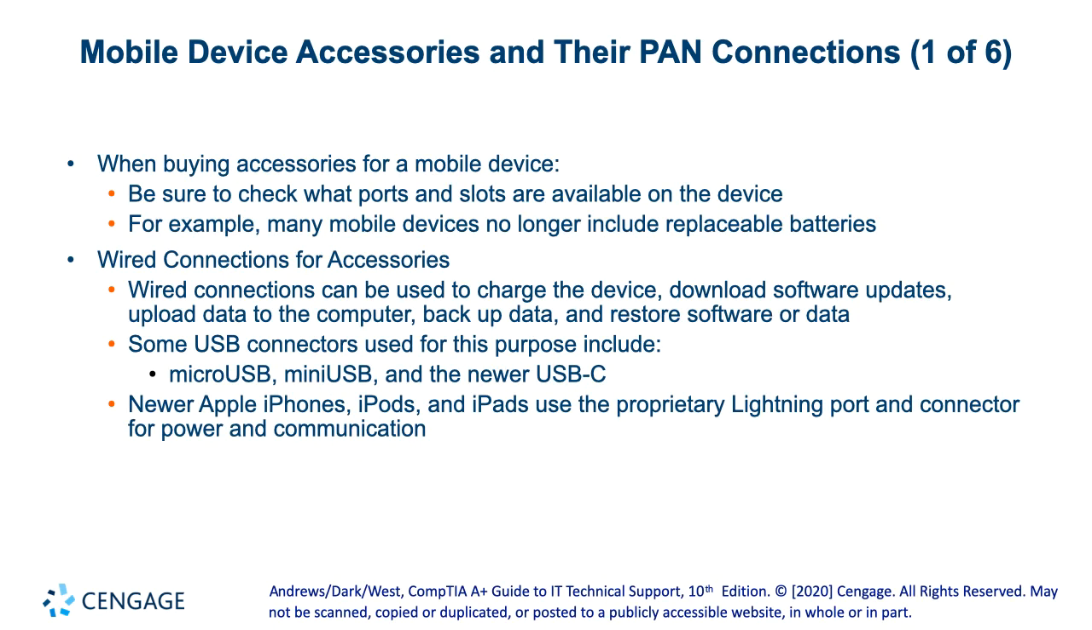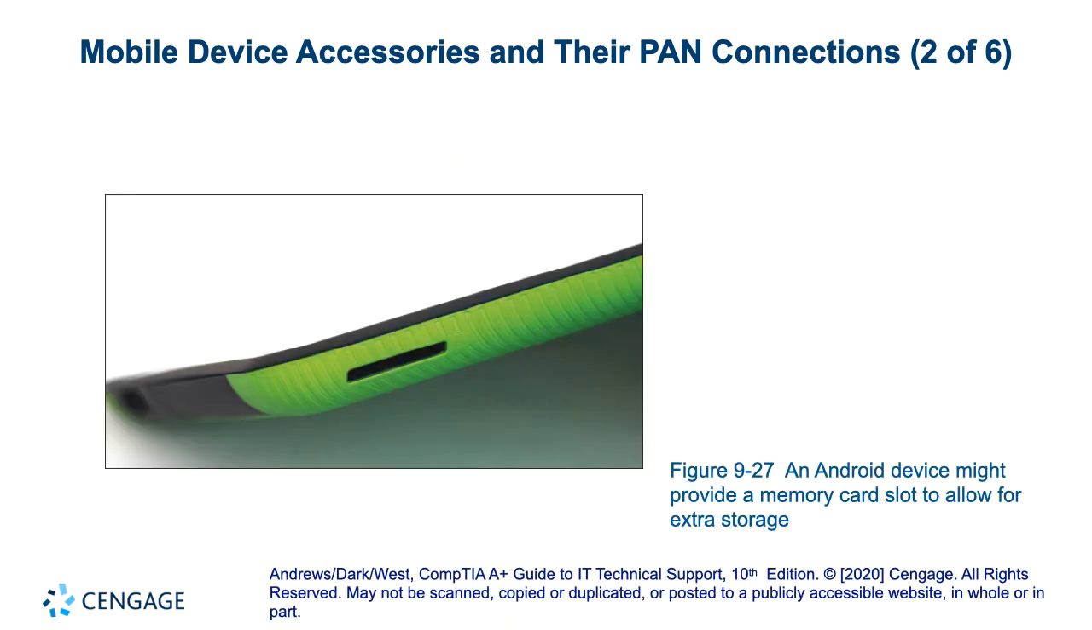Be sure to check what ports and slots are available on your device before buying any accessory. Wired connections can charge the device, download updates, upload data, backup data, and restore software data. And then there are different types: the micro USBs, mini USBs, the newer USB-Cs, and then of course you have the Lightning connectors for Apple. Your device may also provide a memory card slot, allowing for extra storage.